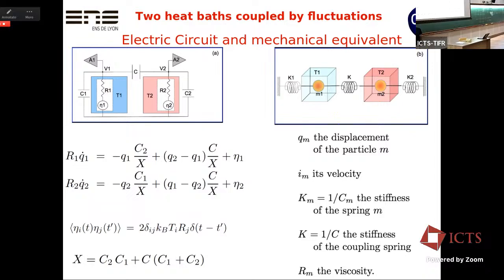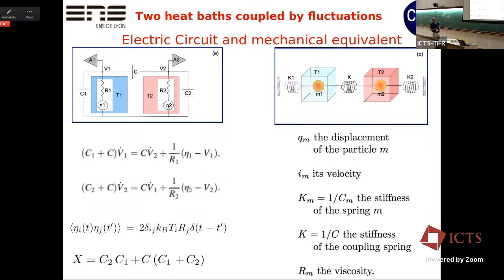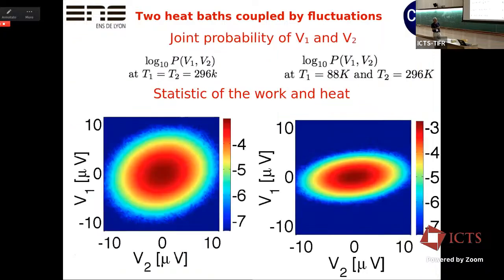So the systems are completely equivalent, but of course it is easy to change the temperature of two conductors, but it's not easy to change the temperature of two colloids that are very close, okay? So let us see what is happening here, okay? You can write this in terms of voltages, because this is actually what you measure. You don't measure charges, but voltages, okay? And so these are the equations for that.